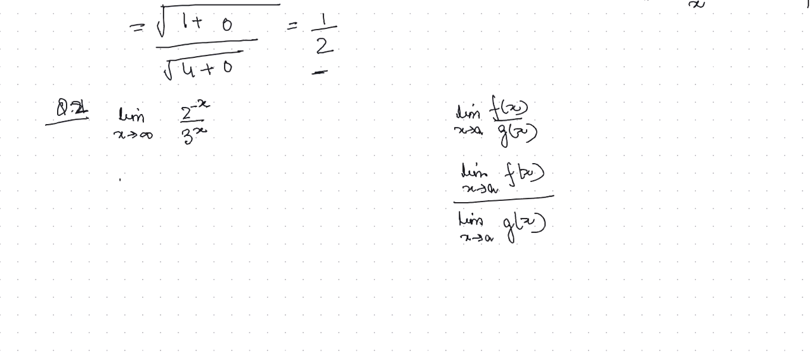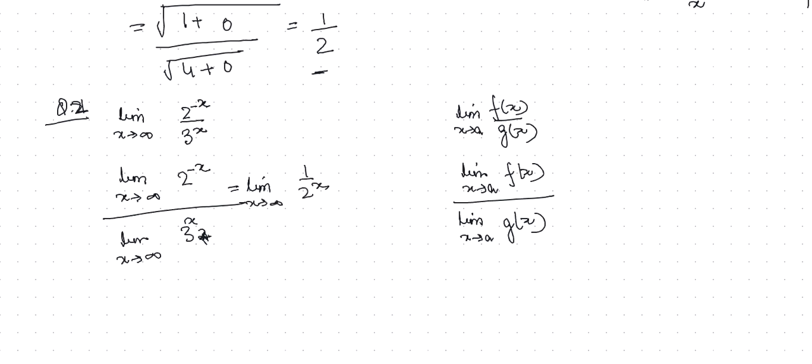So this is limit x tends to infinity 2 minus x and limit x tends to infinity 3 raised to power x. This would give us a limit x tends to infinity 1 over 2x, and this would give limit x tends to infinity 3x.